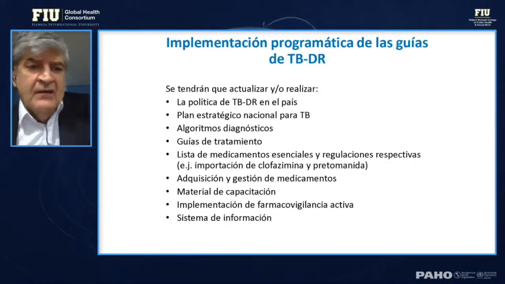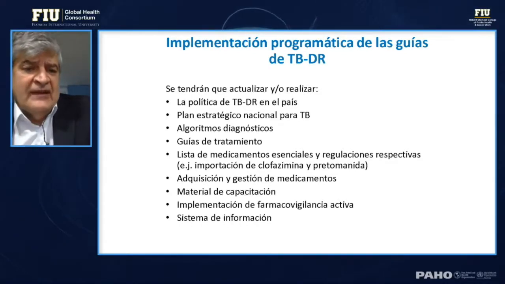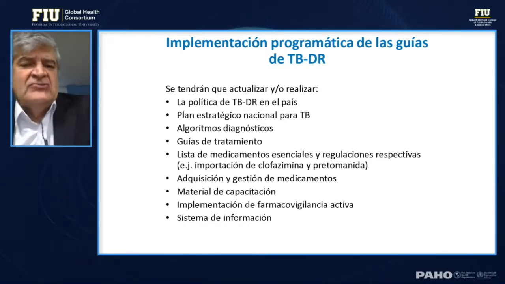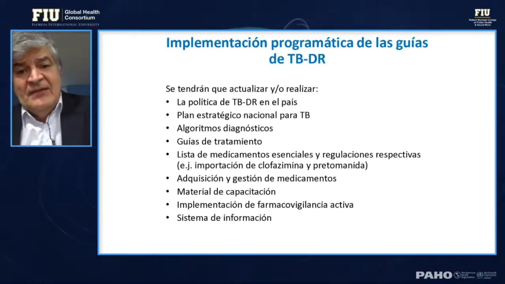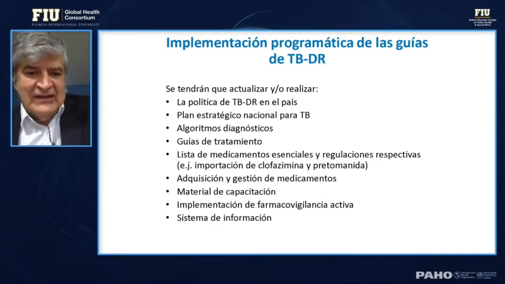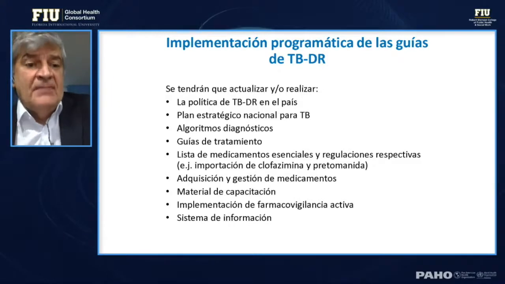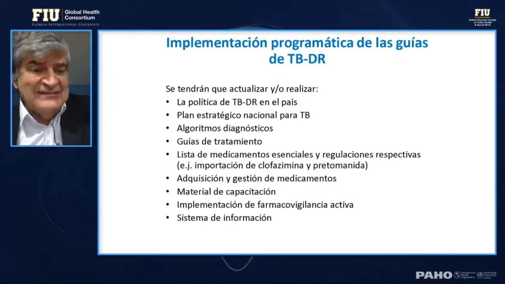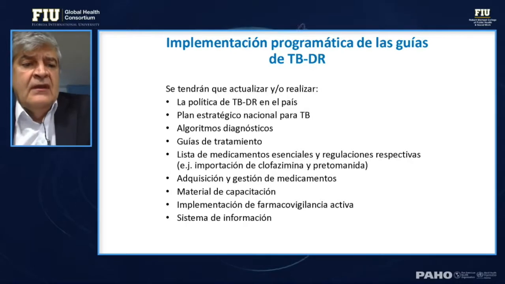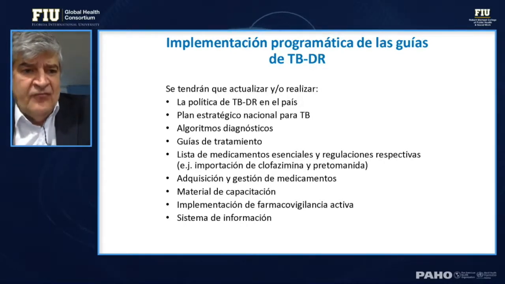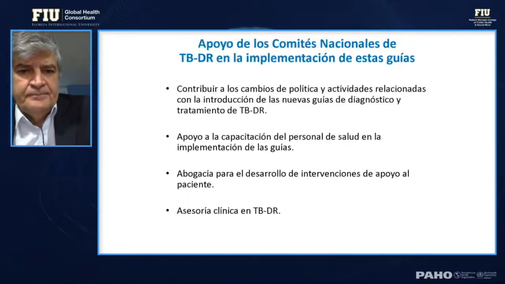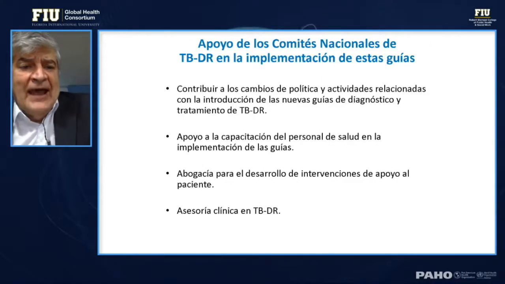As to program implementation, many changes are required. Among them, we need to update the policies for TB and drug-resistant TB in the countries: national strategic plans for TB, diagnostic algorithms, treatment guidelines, and the list of essential drugs, because there are new drugs that need to be included. Also purchasing and management of the drugs, training materials, implementation of active pharmacosurveillance, pharmacovigilance, and the information systems also need to be changed or updated.